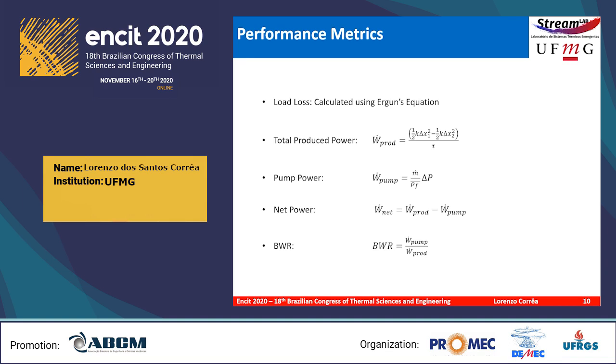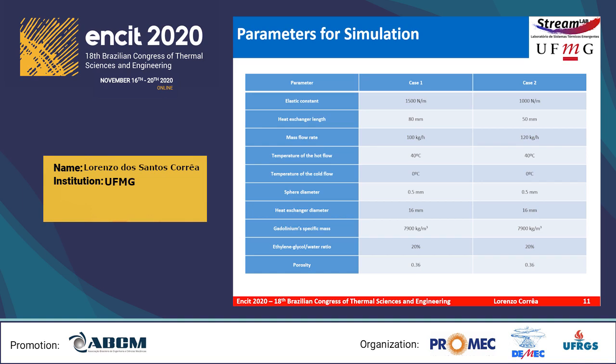The performance metrics for the system were 5, as follows. Load loss calculated by using Ergun's equation. Total produced power calculated using the maximum and minimum spring stored energy over time, so it becomes work over time to become power. Pump power calculated using the load loss. The net power, which is the difference between the total power and the pump power, and the backwork ratio, which is the ratio between the pump power and the total power.